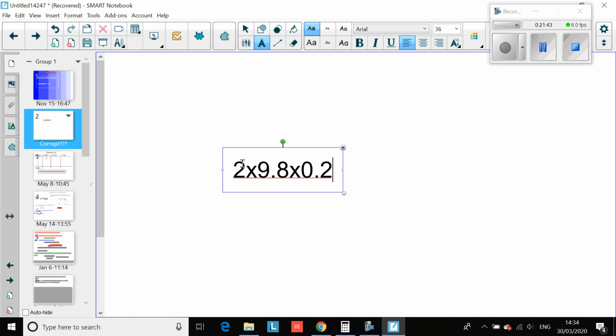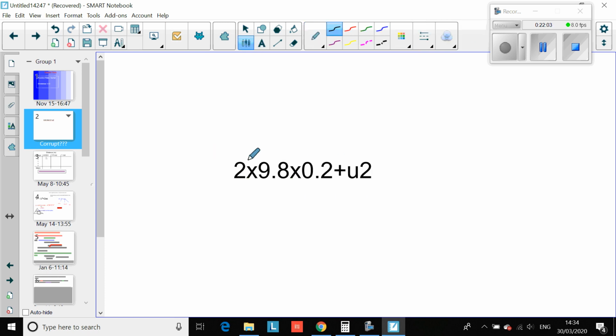Okay, and then if you want to add your u squared, which is 0, it's always going to be 0 because the initial velocity is going to be 0. And then whatever that number is, you then square root the whole thing. So whatever that answer is, you square root it, and that will give you the velocity.